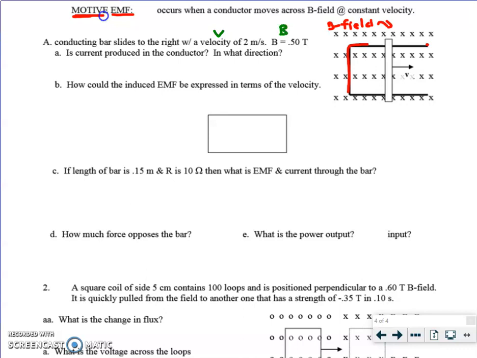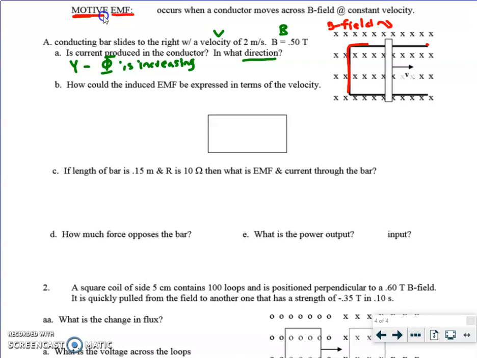Question A asks, is current produced in a conductor? Yes. And if we were to justify why, because flux phi is increasing. And if it's increasing, there's a voltage, and there's a complete loop, then we have a current. So I'm just going to put flux is increasing. Now, what direction would that current be? Based on what we learned earlier in the previous page, that's Lenz's law. So with Lenz's law, we go through a separate process.